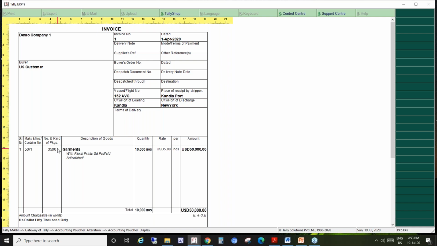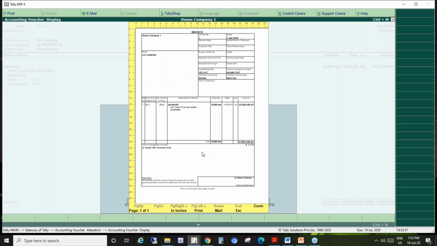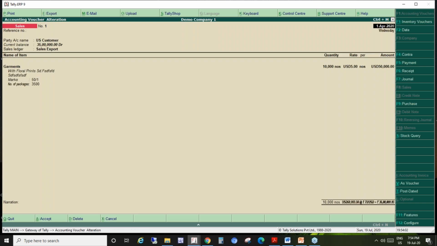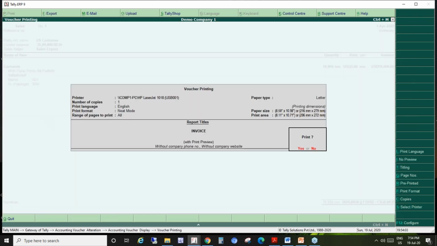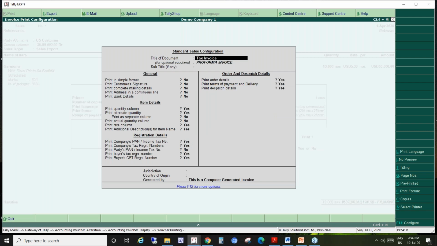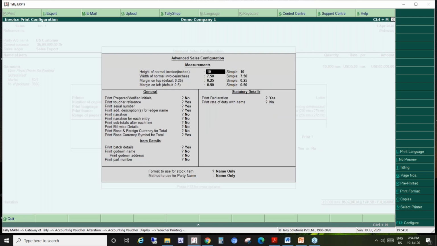Now, some of you would require, Puneet, for my auditor to understand what would be the US currency in this. I need to print the currency amount as well, the base currency amount as well. So in Alt P, F12, there is an option: show base and foreign currency total. Print base and foreign currency total. Okay, print base currency we have already seen.